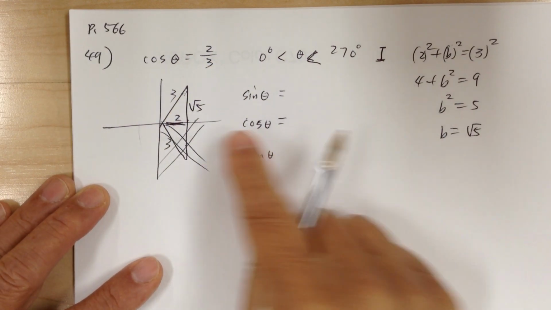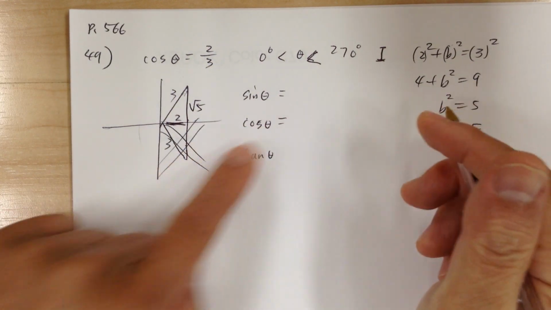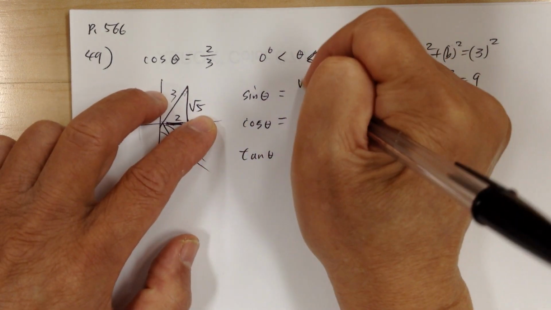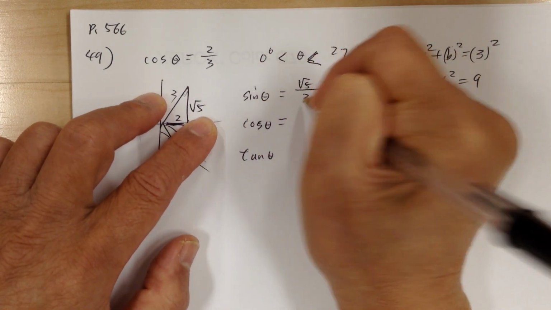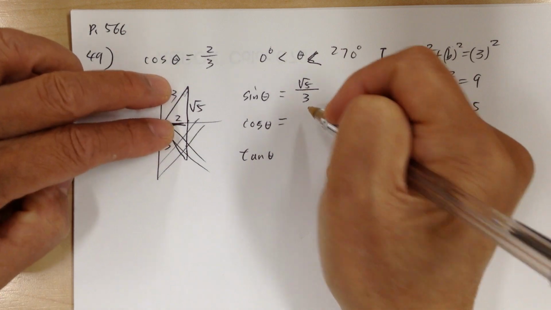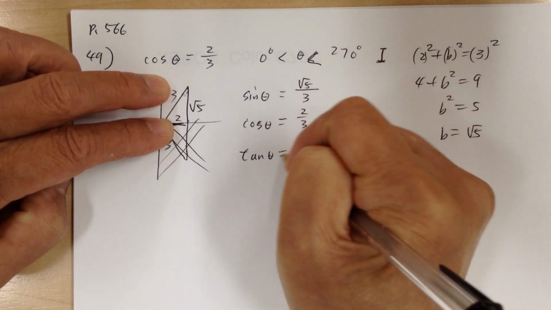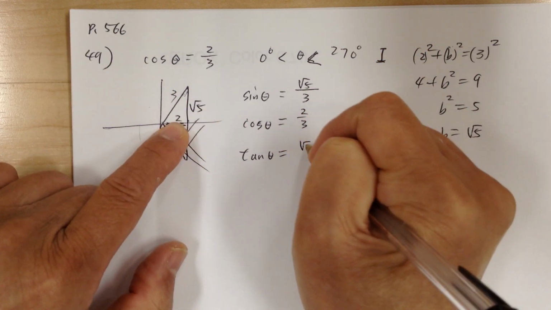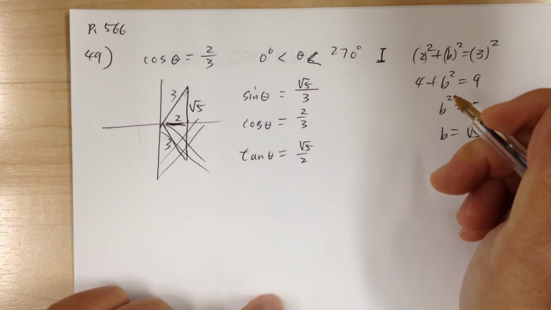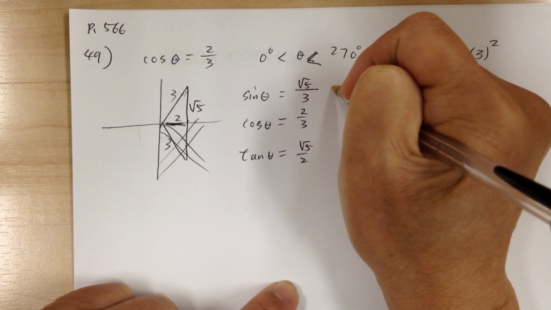Okay, so once you do that, let's go and do this. So sine is this over here, so it would be square root of 5 over 3. Cosine is 2 over 3. And tangent is sine over cosine, so it would be square root of 5 over 2. Okay. Now you do the cosecant.